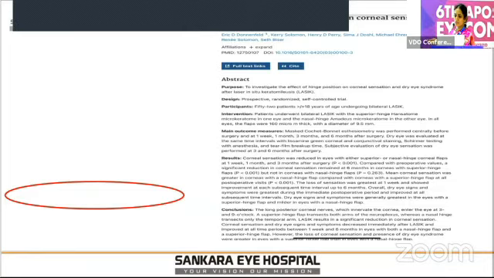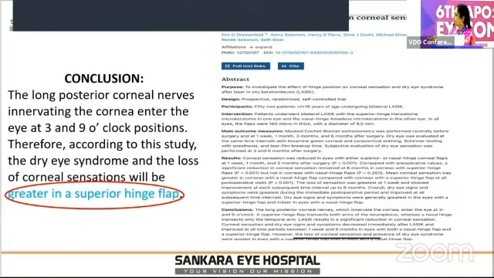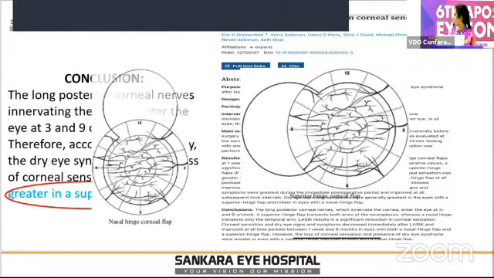There are some studies where some hypotheses have been stated. The long posterior corneal nerves innervate the cornea, entering the eye at 3 and 9 o'clock positions. Therefore, according to this study, when there is a superior hinge flap, there is more denervation and more loss of corneal sensations, resulting in greater dry eye syndromes, because both the nasal and temporal corneal nerves have been denervated.